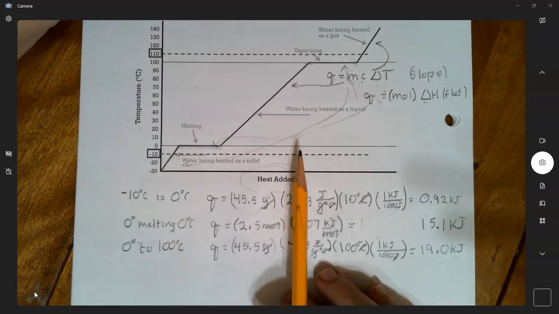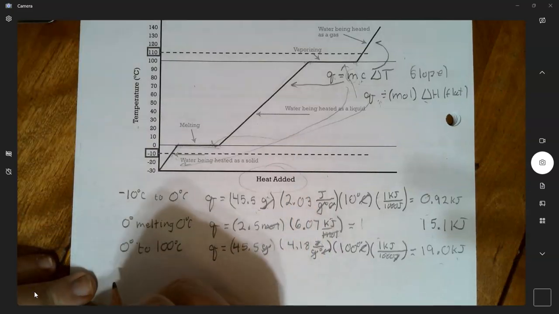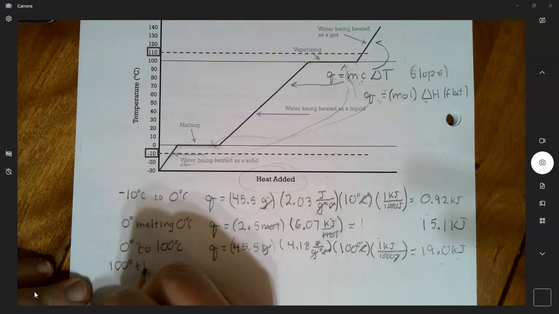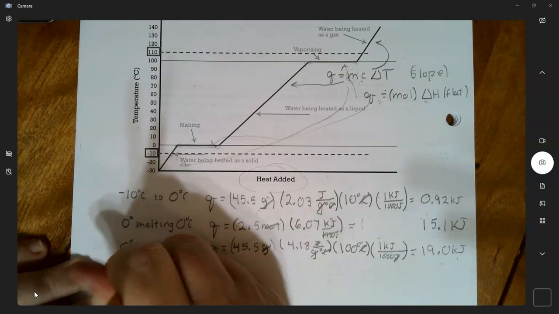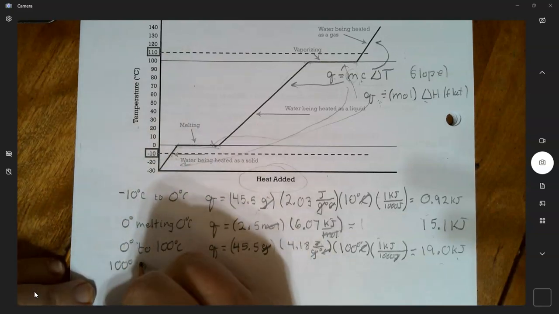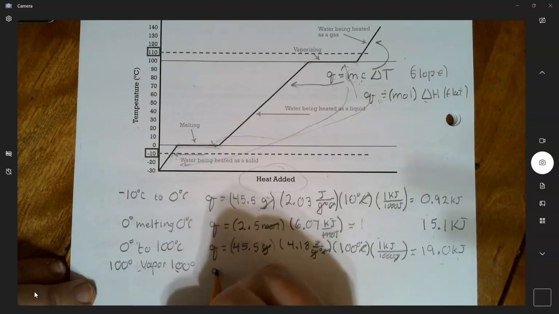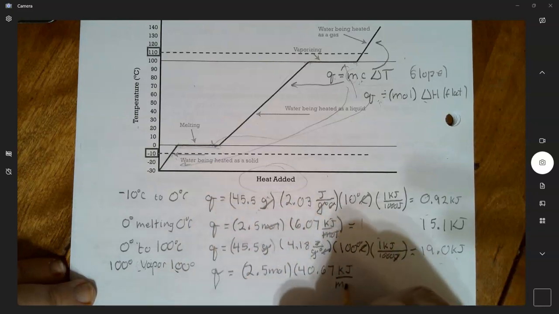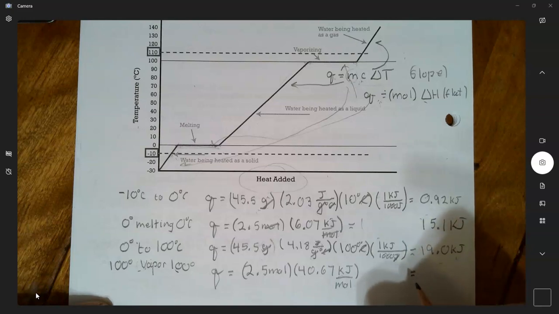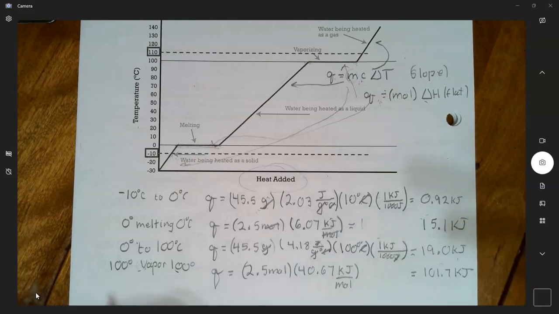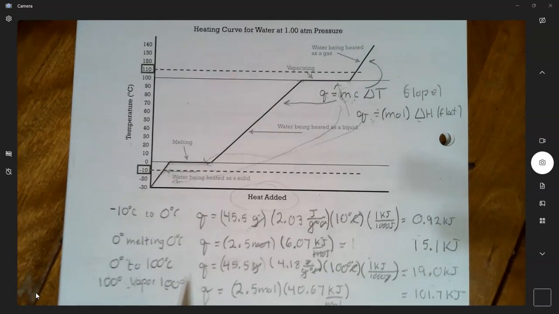So we're going to use the flat equation here. And this is going to be from 100 to 100. And I should put vapor 100 degrees and then vapor. It's going to be vapor at 100 degrees. Liquid water cannot go above 100 degrees. Okay, so we have Q. And for this one we get 101.7 kilojoules. Okay, right there.